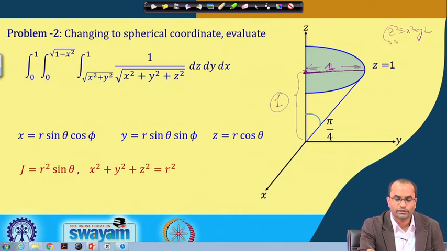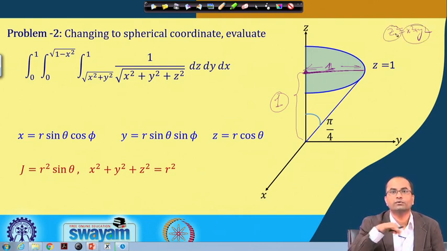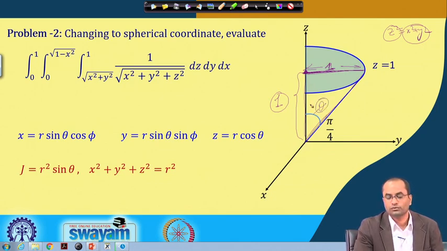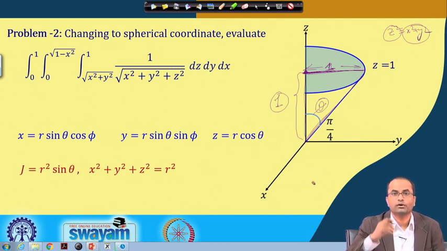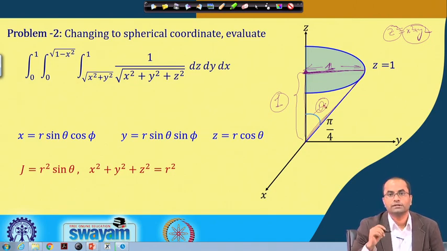So, when z is 1, this is basically ending with the circular disc as x square plus y square is equal to 1. So, this distance is 1, this distance is 1. So, this is the maximum angle we have for this theta. So, theta angle to cover the whole given cone will be from 0 to pi by 4, that will be the limit for the theta.